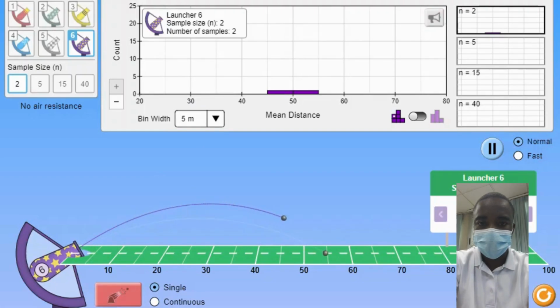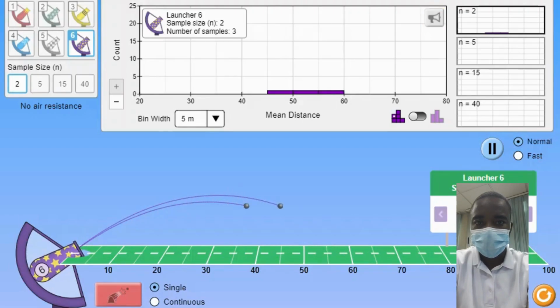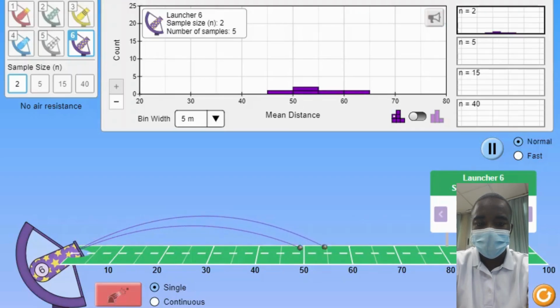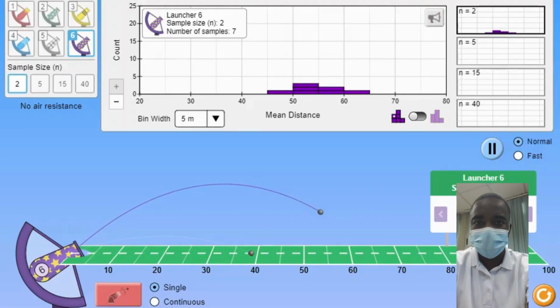When students launch multiple projectiles and collect data on their landing points, they are essentially taking samples from a population of possible landing points. As they increase the number of projectiles launched, they can observe how the distribution of the sample means begins to resemble a normal distribution. This visualization helps students understand the abstract concept of the CLT in a tangible and interactive way.